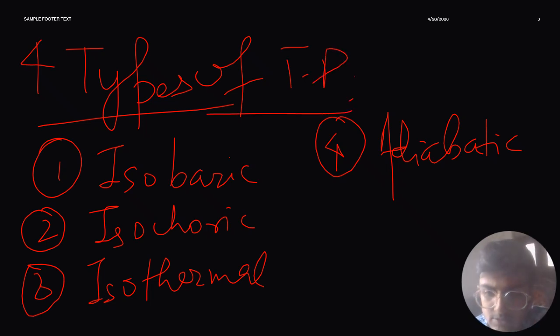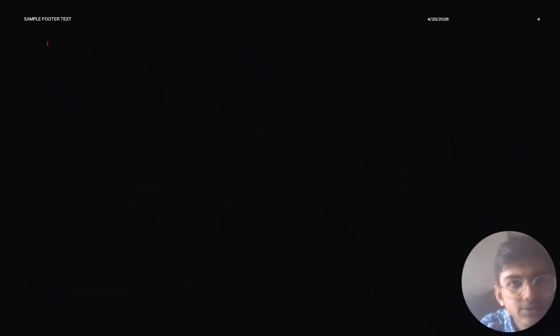There is one more, that is the polytropic process, but that is not our main concern. You can say the polytropic process is an advanced form of the adiabatic process, but that is not in our discussion right now. We will discuss mainly the 4 types of thermodynamic processes. Let's start. Firstly, the isobaric process.